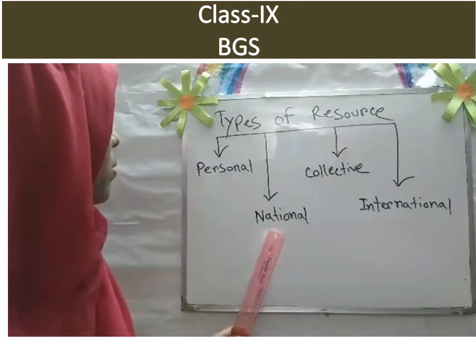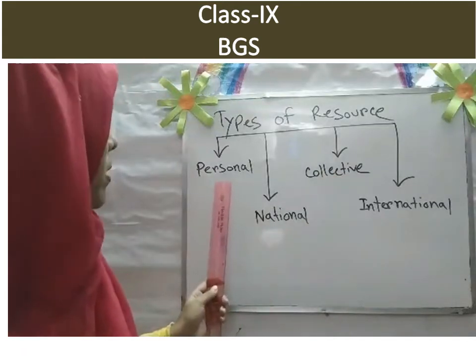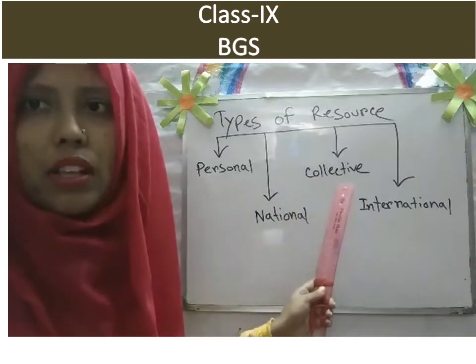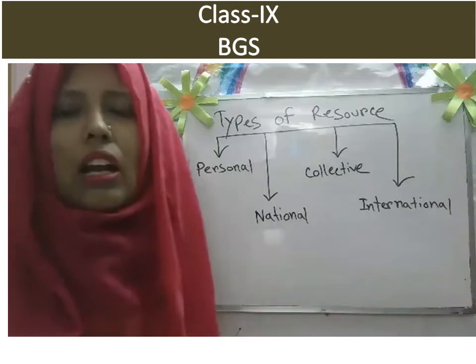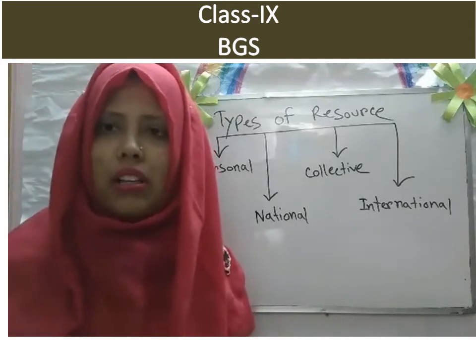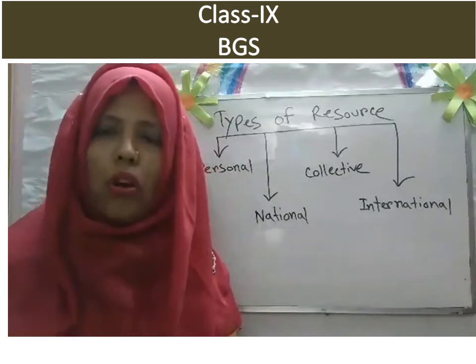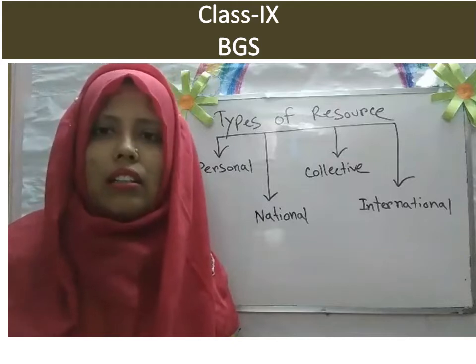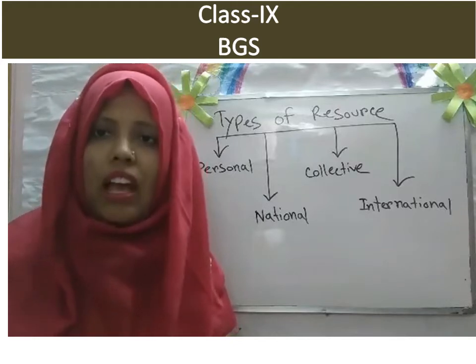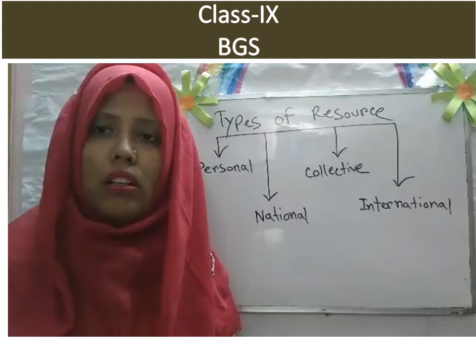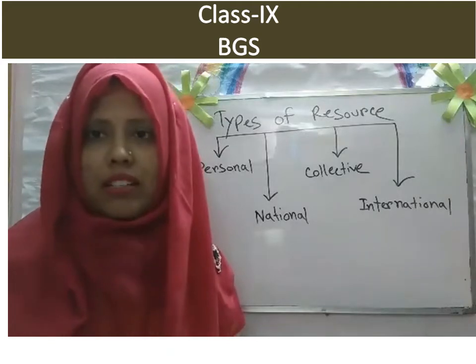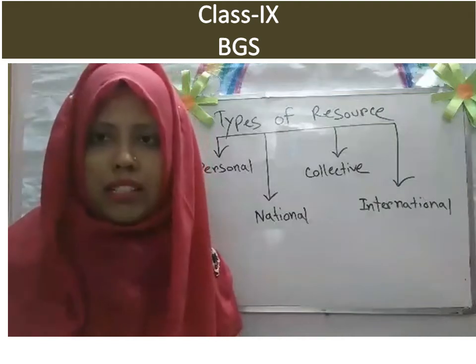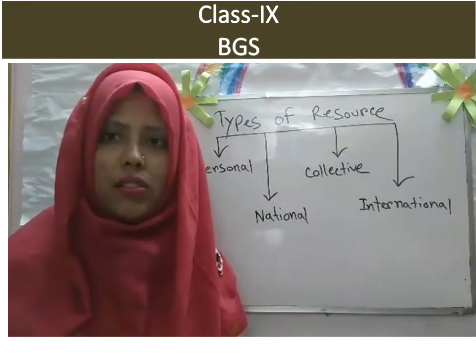Next, national resource. All personal resources and all collective resources are the national resource. Like all our schools, all parks, our roads and highways, all the buildings of the state, all the cars of the state, and all property of the state is called national resource.